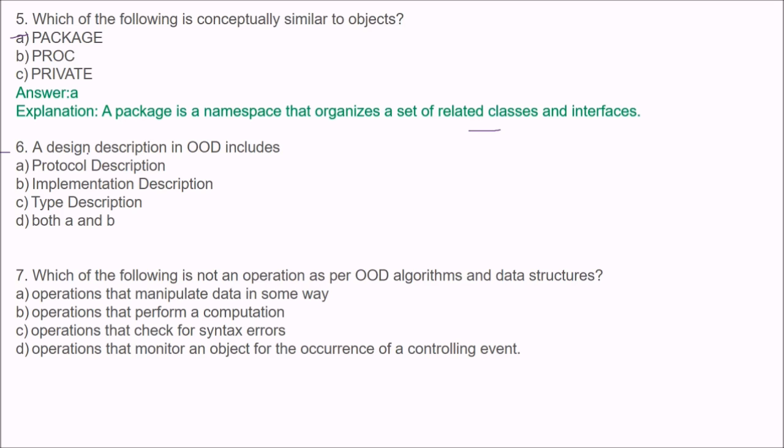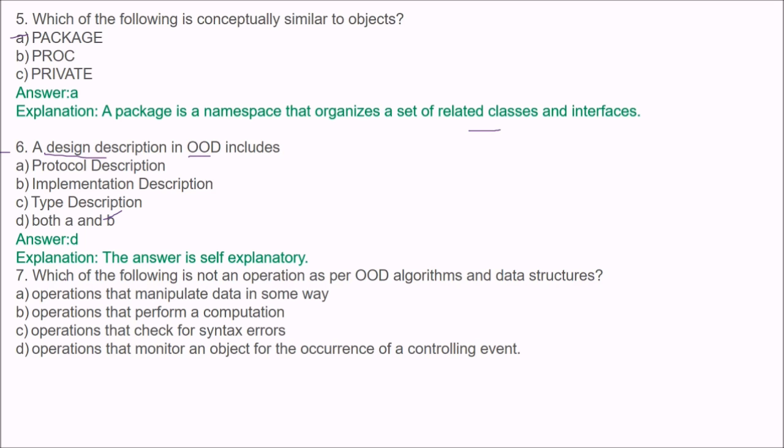Next is, the design description in object-oriented design includes protocol description, implementation description, type description, both A and B. The answer is D, because a design description in object-oriented design includes both protocol description and implementation description.